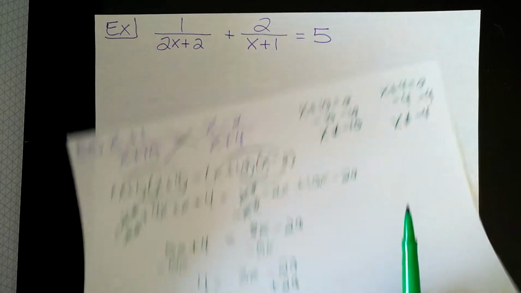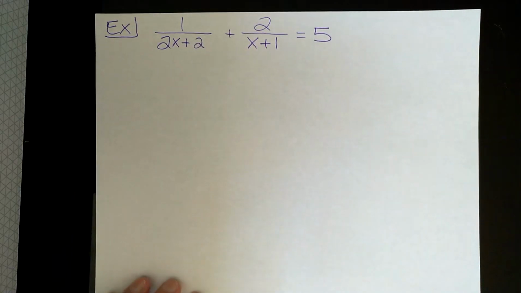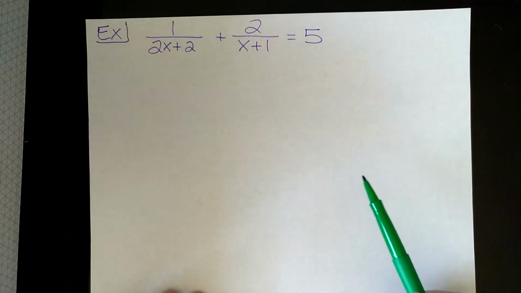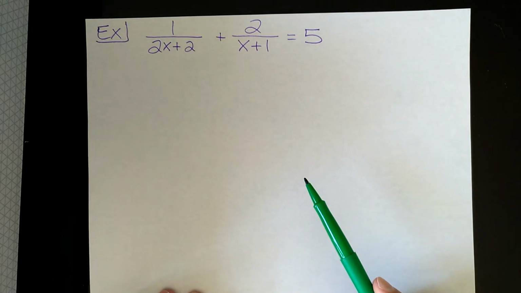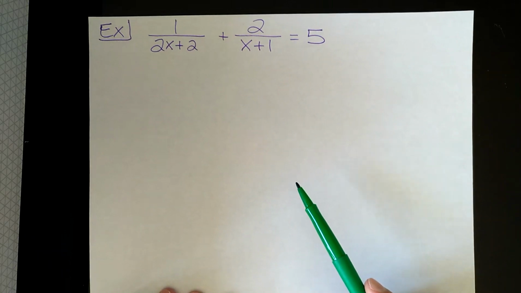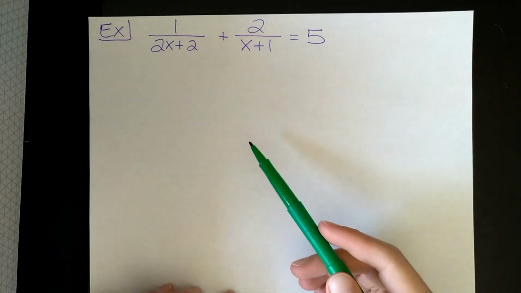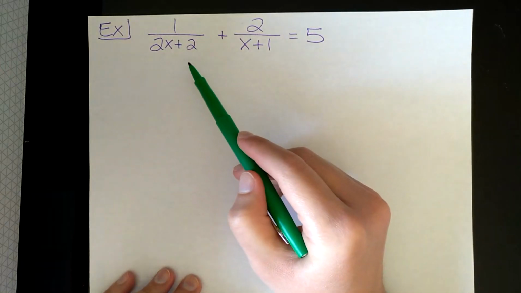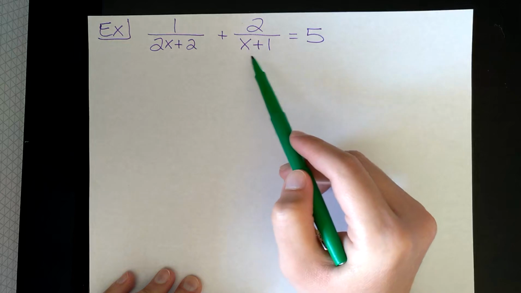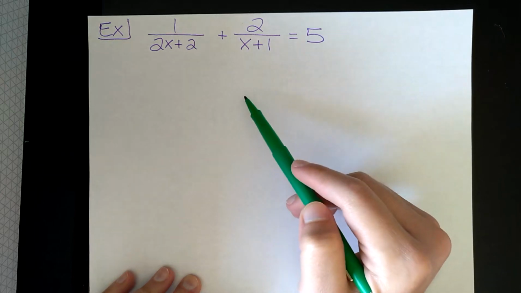Okay, for the last problem, I want you to take a moment, pause the video, and see if you can work through this. All right. So for this problem, we have 1 over 2x plus 2 plus 2 over x plus 1 equals 5.